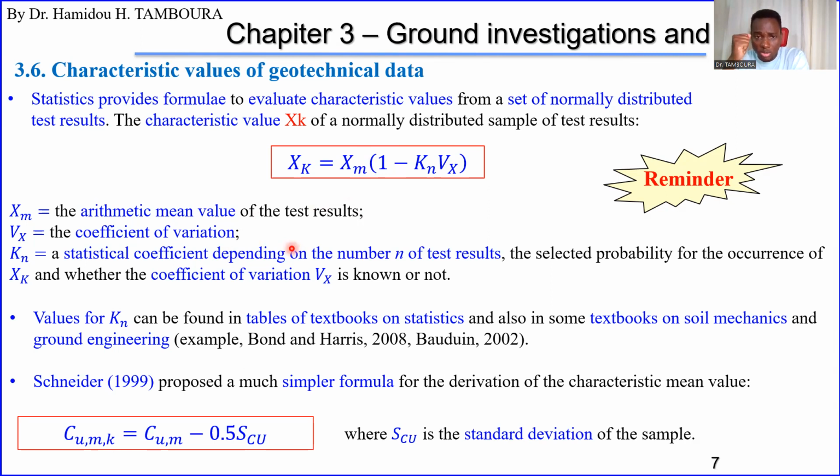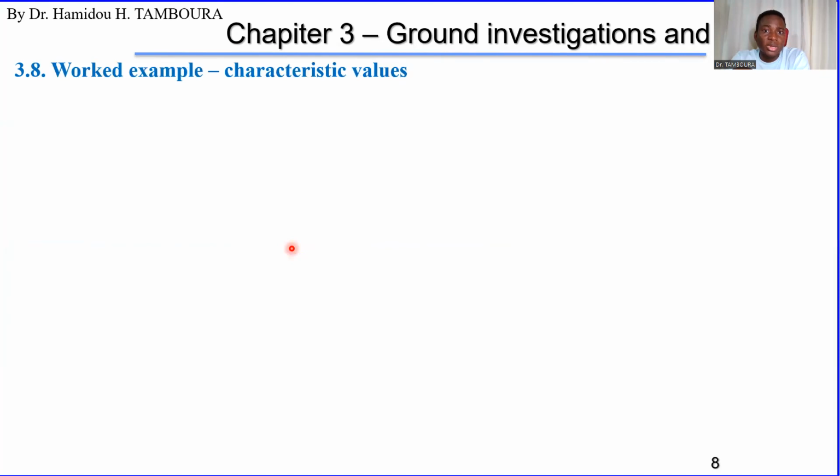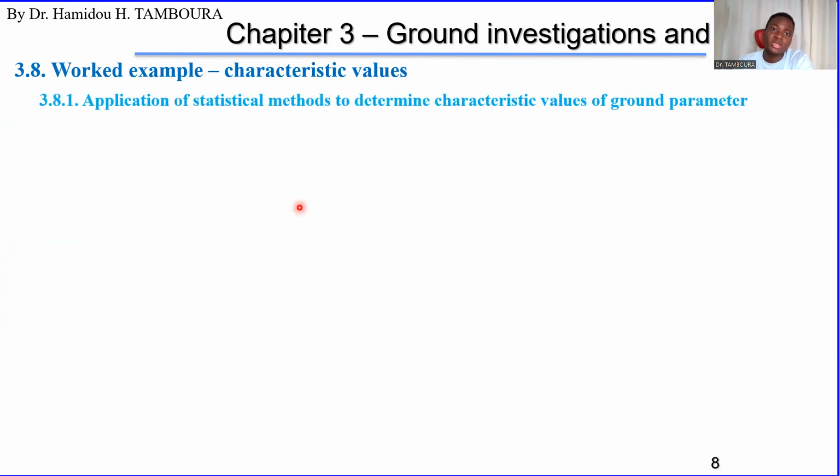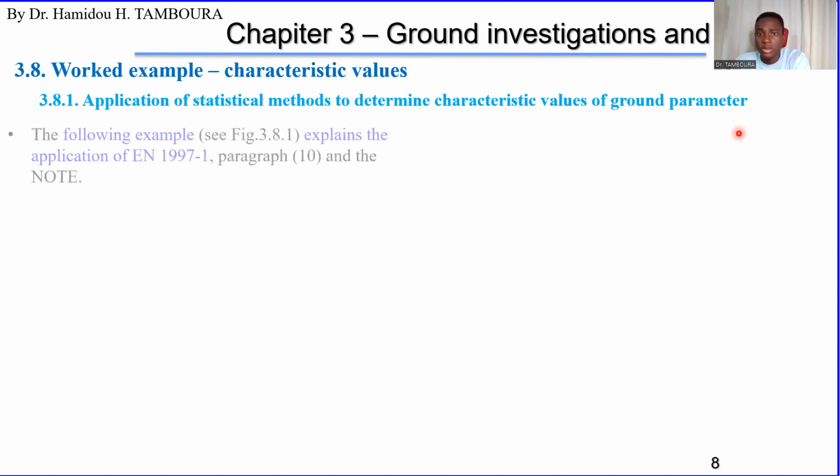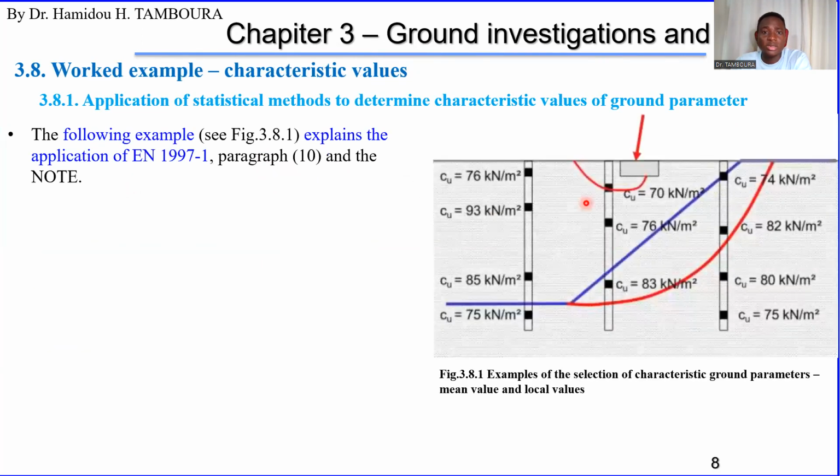Let's go. Now we start the core of this video, the main topic: worked example, characteristic value. Application of a statistical method to determine characteristic value of a ground parameter. We are looking for a ground parameter. The following figure explains an application of Part 1 of Eurocode 7. You can check paragraph 10 and note.